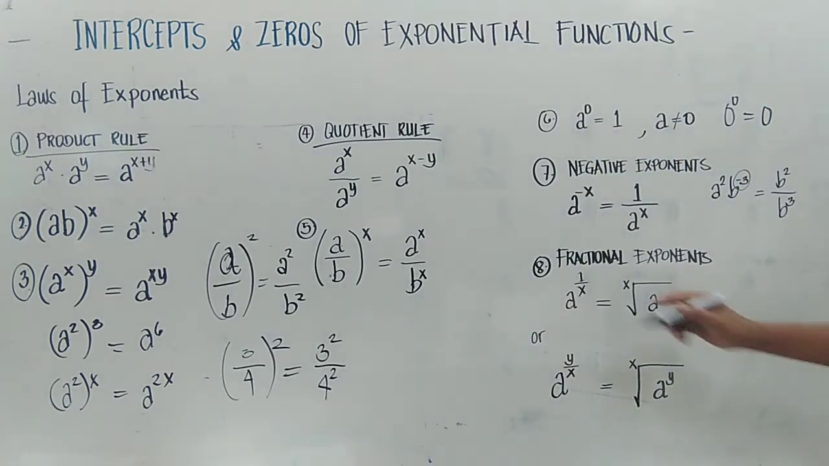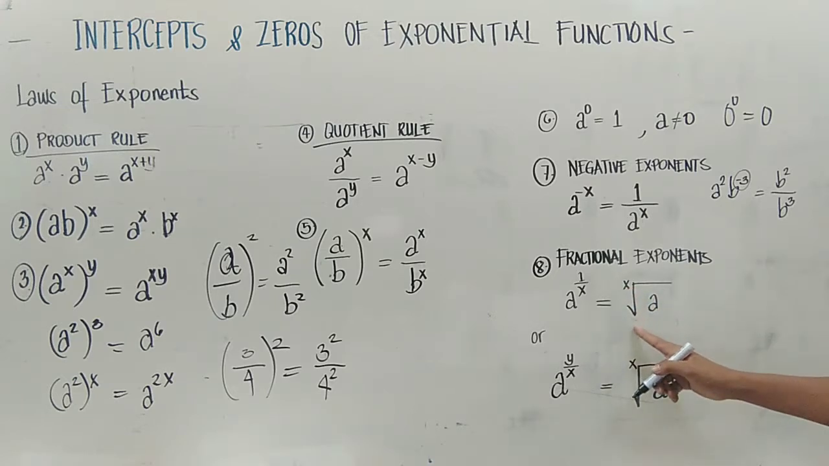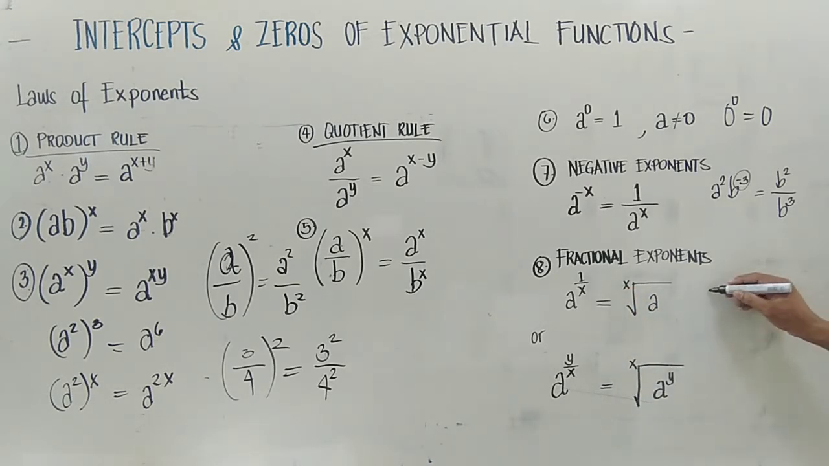Let's proceed to the last law of exponents. We have the fractional exponent. So a raised to 1 over x is equal to the x-th root of a. Or we have a raised to 1/2, which is equal to the square root of a. The 2 is written in the index and the 1 is the exponent. But the lowest root that we use is 2, so the 2 should not be written. It will be understood that we have 2 if we are using the square root.